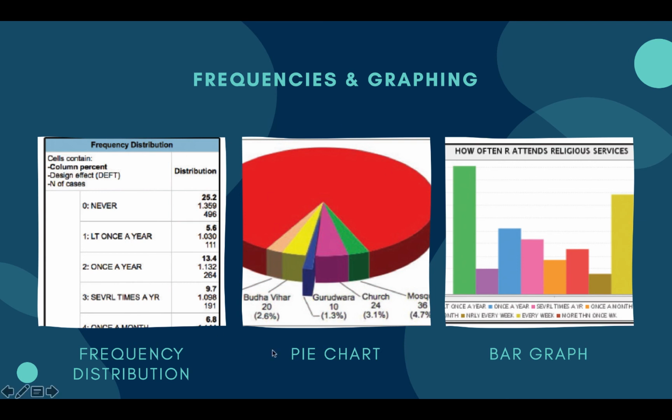There's also a frequency distribution in histogram form. We have a pie chart. We've seen those before, right? Each slice represents a percentage of the total. And then we have bar graphs, right? We have bars. This person goes less than once a year. This person's once a year, right?